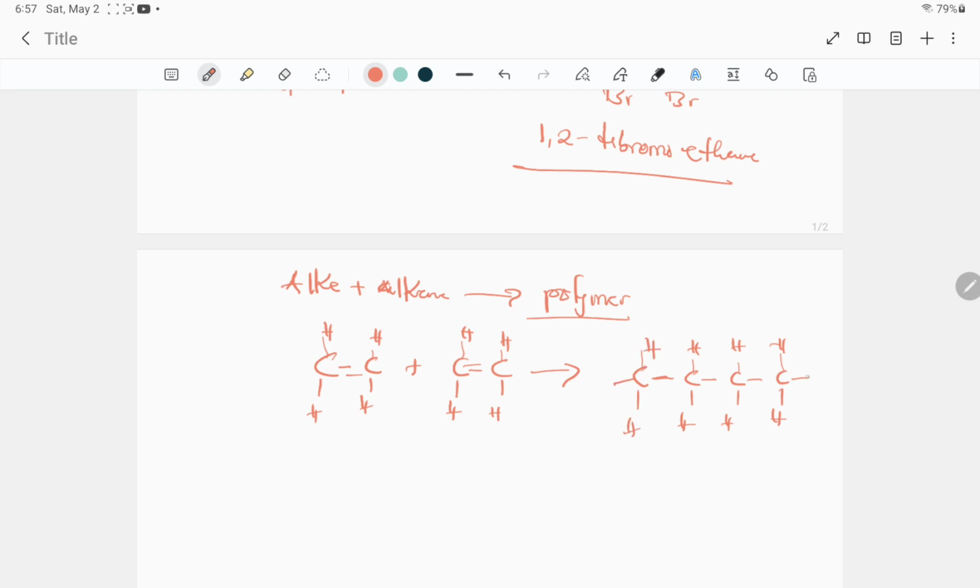Then we introduce the bond. These bonds will remain open such that anything can be attached to this. So this is a polymer. What you have formed is a polymer. So alkene plus alkene can form a polymer. This is what we call addition polymerization. In addition polymerization, there is a copolymer and a homopolymer. We'll discuss that later on.